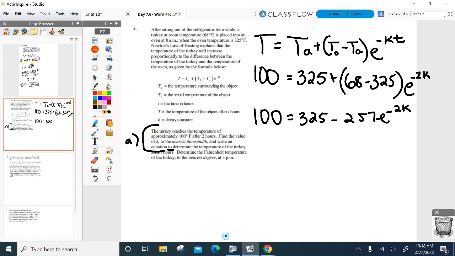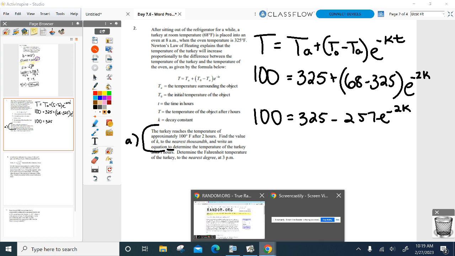Where's the variable I'm solving for? Where is it located? Exponent. What's the base of that exponent? E. So I get that by itself. I need e raised to the negative 2k completely by itself. So I need to move over the 325 and the negative 257 eventually. The e to the negative 2k completely by itself, please.